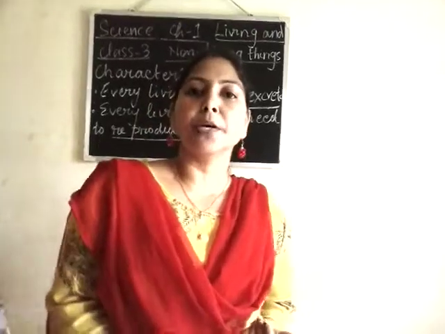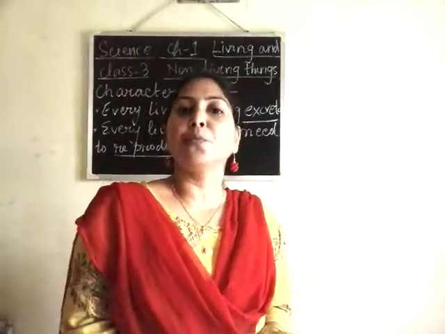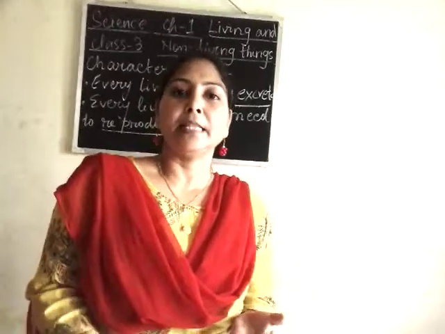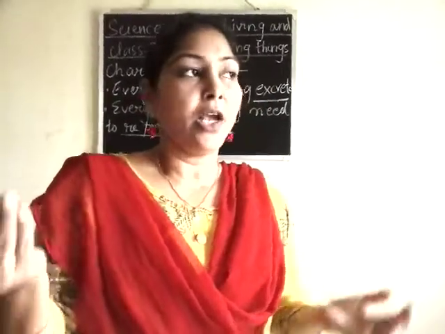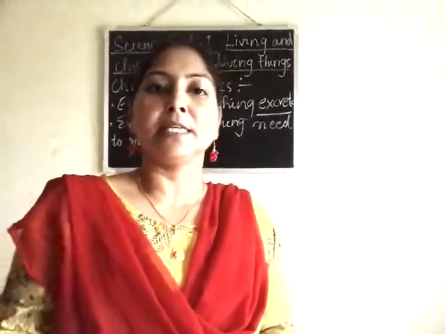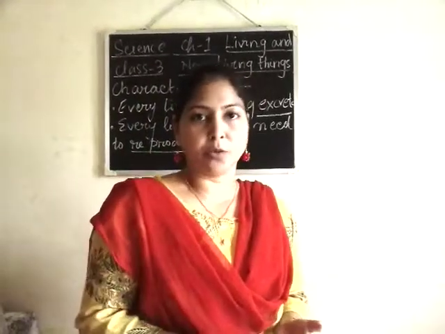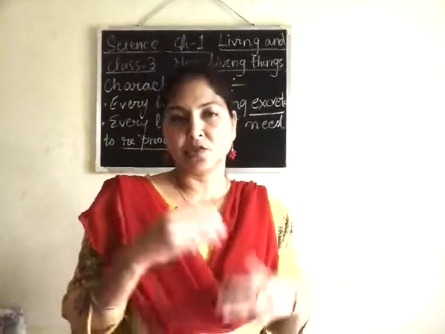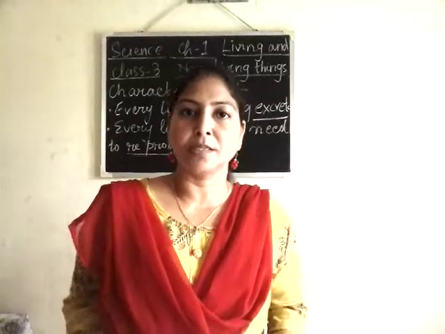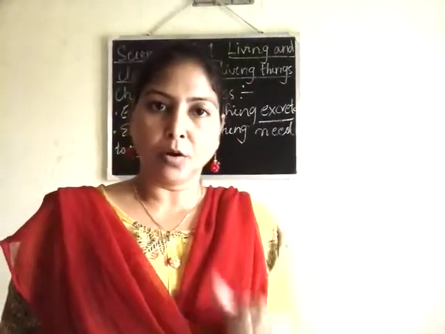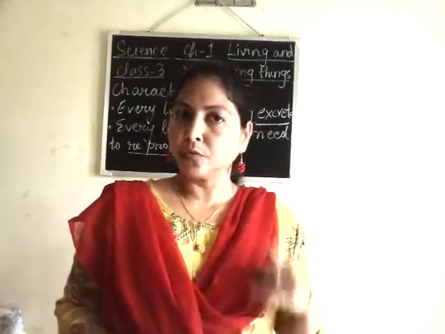Then the fourth point was every living thing needs to breathe. Breathe means what? They take in oxygen. Every human being and animal takes in oxygen and gives out carbon dioxide. And in case of plants, it is just the reverse or the opposite case. That means they take in carbon dioxide and give out oxygen. Fine. Now we move to the next characteristics of living things.